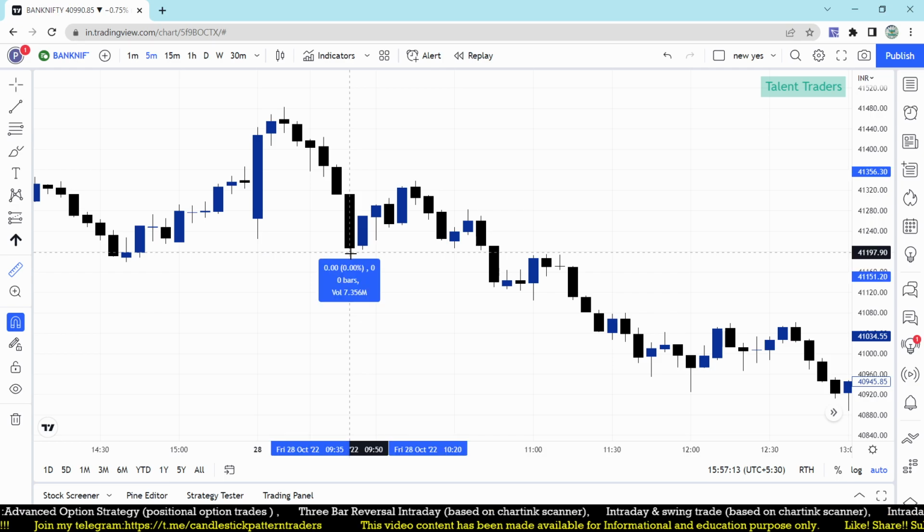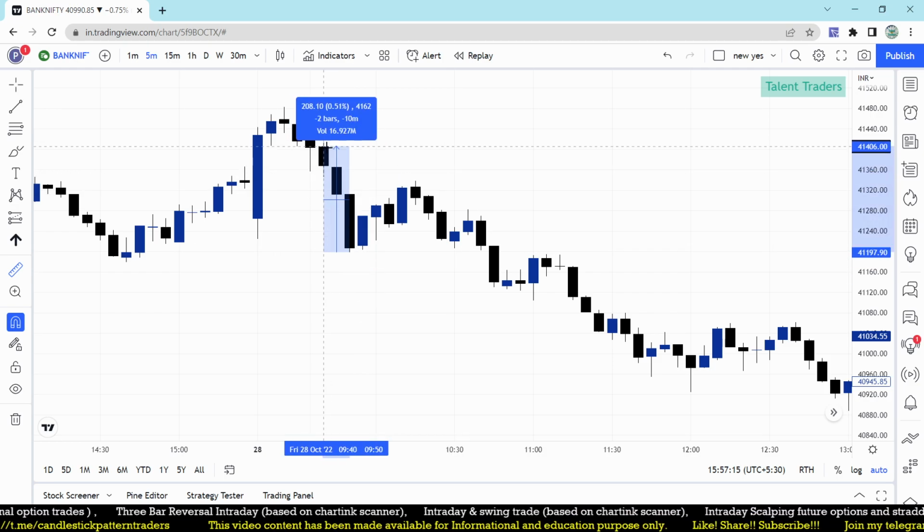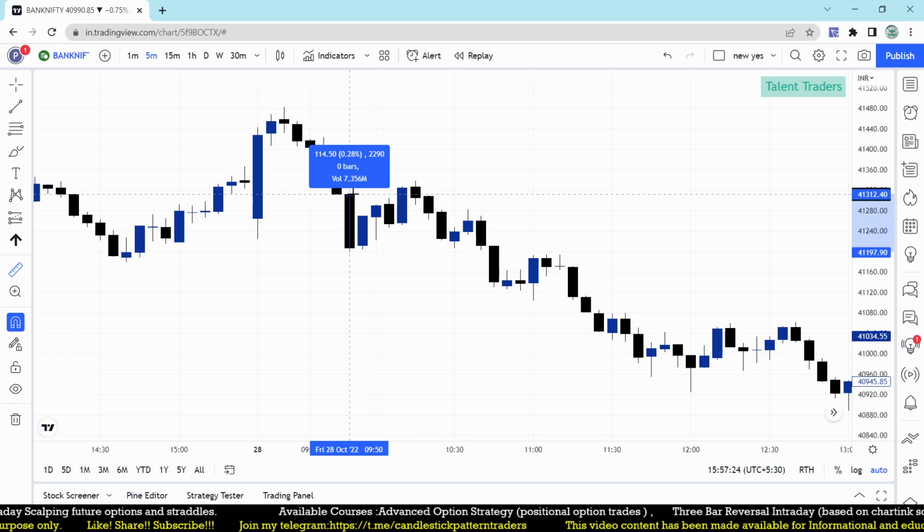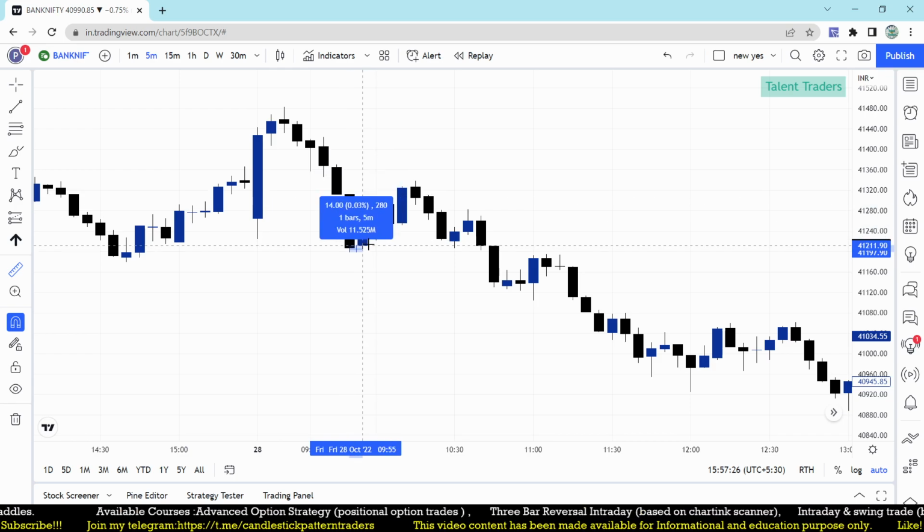So this low should be my entry point, and my stop loss would be the third candle high. So somewhere around 200 points is the risk. If I'm taking the third candle as the risk, it is 114 points: the initial buy trigger, and then your stop loss got triggered.